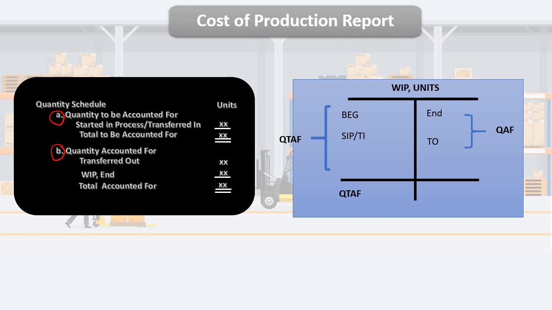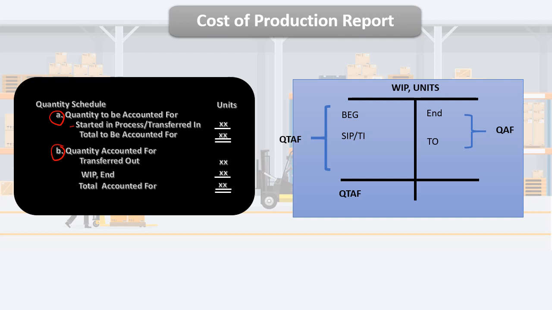So kung papansinin nyo sa letter A, meron tayo dyang started in process, transferred in. So kung meron tayong beginning, i-add mo lang dyan. Pero since first year of operation pa lang naman yung example natin, wala na tayong nilagay na beginning inventory. Pero kapag may beginning inventory, isasama mo lang yan dyan. So, beginning inventory plus started in process and transferred in, lalagay mo lang dyan. So, yung total nun, total to be accounted for.